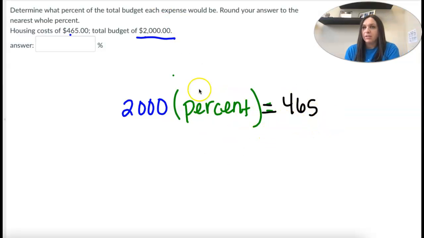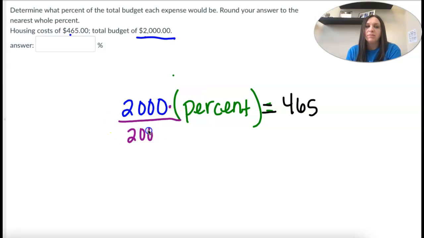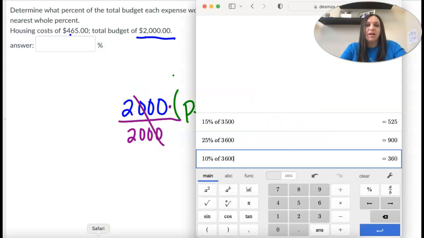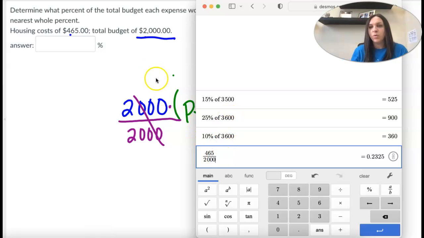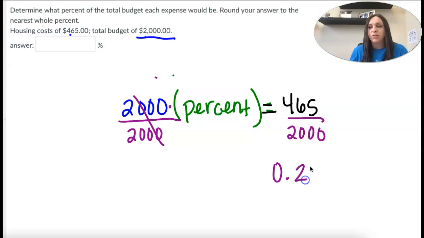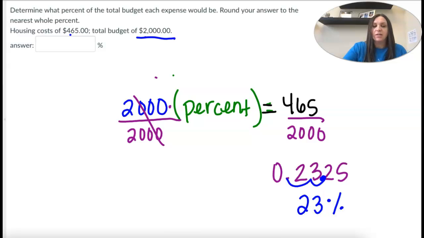So we're going to solve for this. Think back to solving equations. If I'm multiplying these two numbers, to get the percent by itself, we're going to divide. So to find the percent, I take 465 divided by 2,000, which is 0.2325. But when we're talking about percentages, we need to move the decimal place over twice to get our actual number. So this would be 23%.